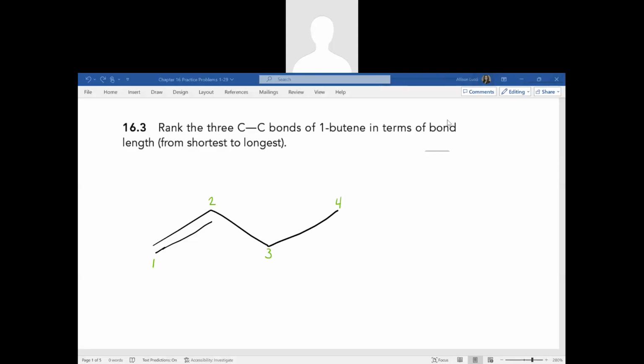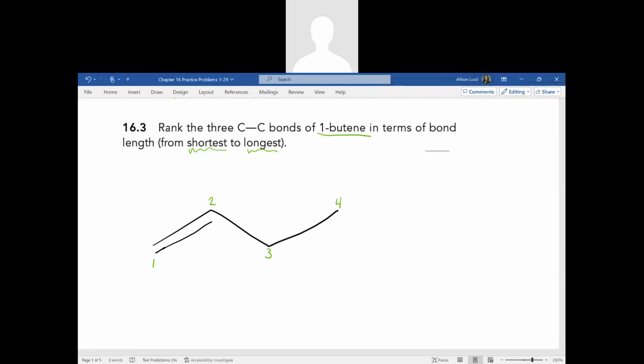Let's take a look at problem 3 from chapter 16, and we're asked to rank the three carbon-carbon bonds in 1-butene in terms of bond length. So we're going to start with the shortest, and then we'll end with the longest bond length. So we have here 1-butene shown, and each of the four carbons identified, numbers 1, 2, 3, and 4.